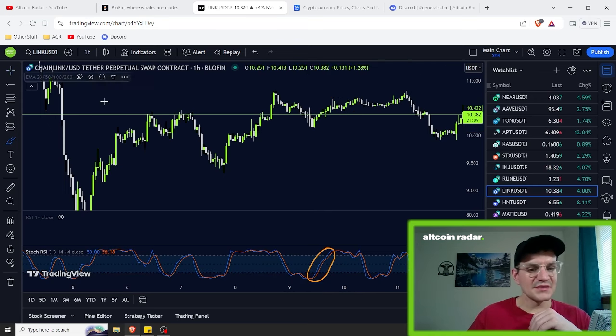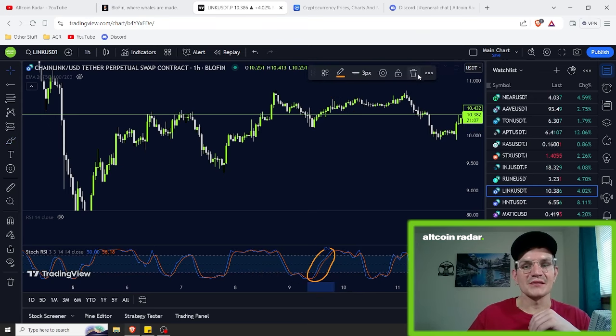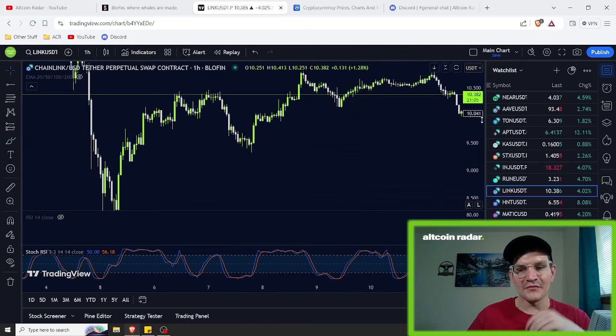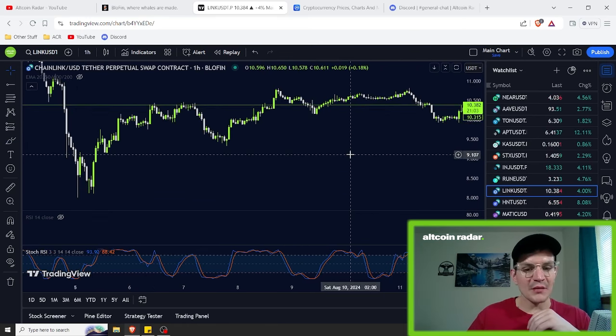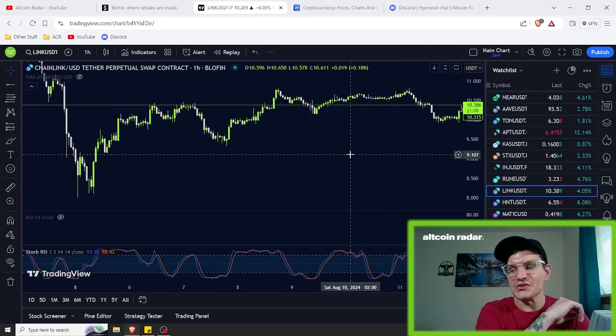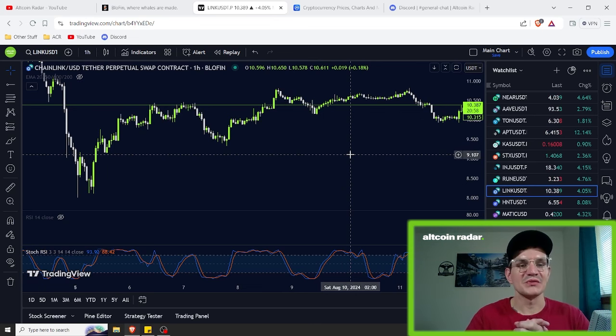Okay, now here's the thing about these indicators that I'm showing you guys. A lot of you are probably beginners, and you're probably wondering, can you use just one of these indicators and be profitable trading with it?